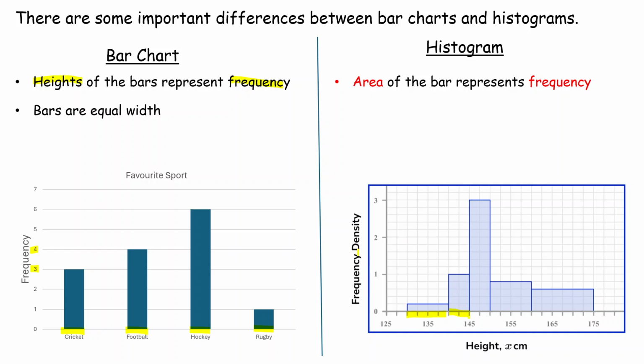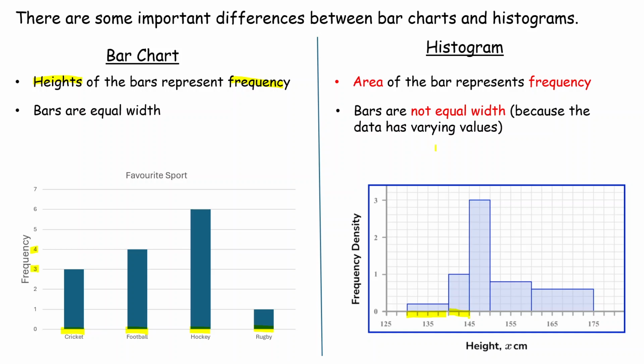So to make up for that, we say that the area represents frequency. So pretty much to find how many people there are or how many things there are, you've got to go and find the area of each of those bars. And that's a really important feature with histograms. And the bars are not equal width, which we just mentioned, because the data has varying values. So those are some really key differences between histograms and bar charts.